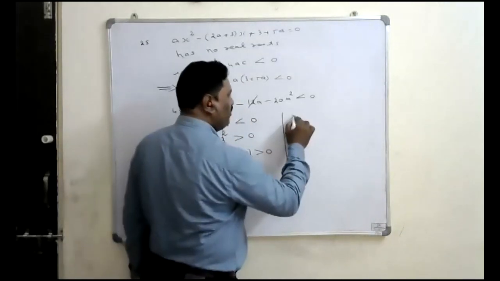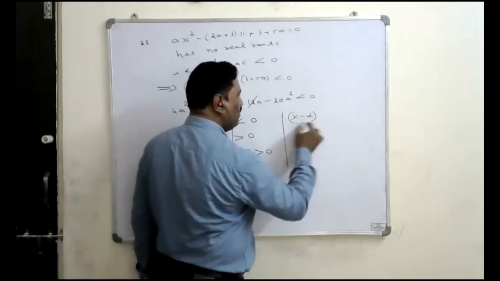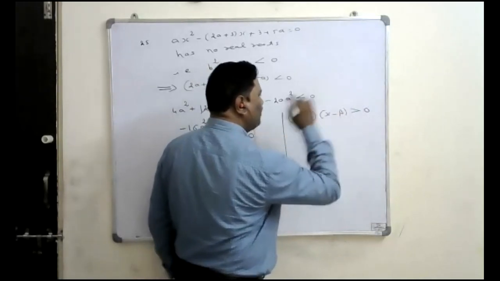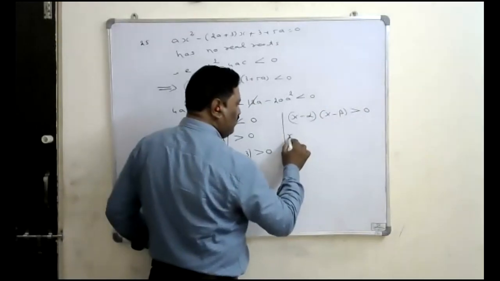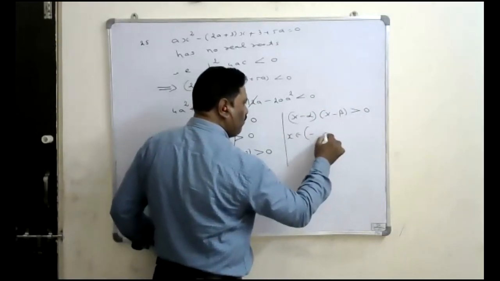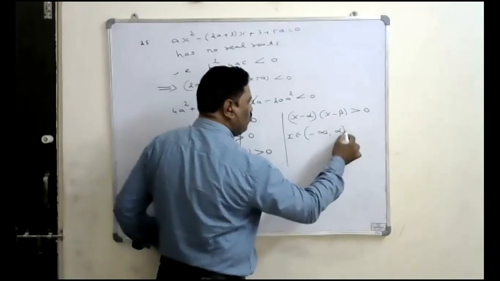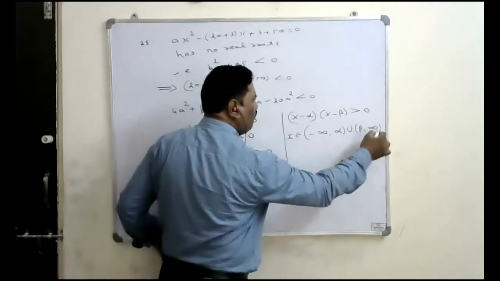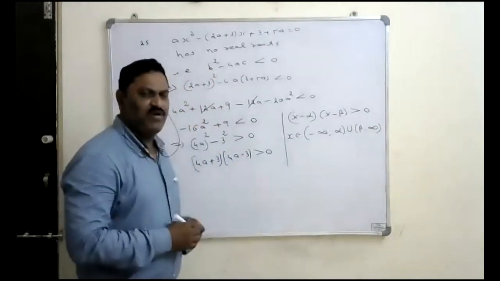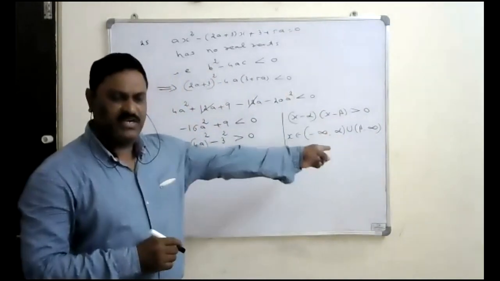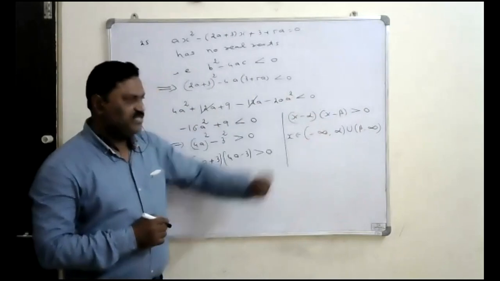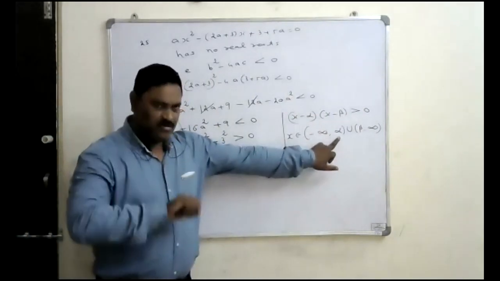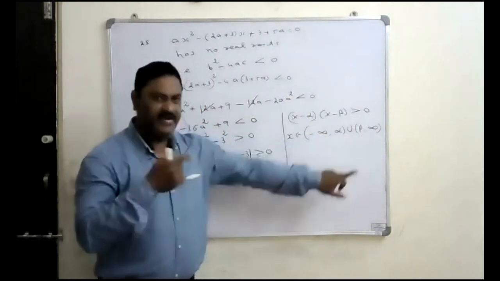So we know this formula for the inequation: if x minus alpha into x minus beta is greater than 0, then the interval for x is from minus infinity to alpha, union beta to infinity, meaning x does not lie between alpha and beta. It is smaller than alpha or bigger than beta. Here the greater than symbol is there. Alpha is the smaller root and beta is the bigger root.